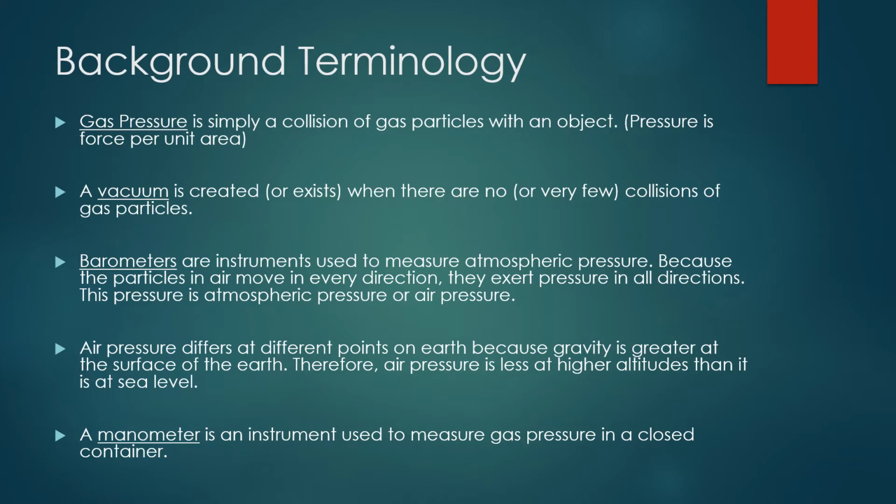Air pressure will differ at different points on the Earth because of gravity. The gravity at the surface of the Earth is much greater. Therefore, the air pressure is less at higher altitudes than it is at sea level.